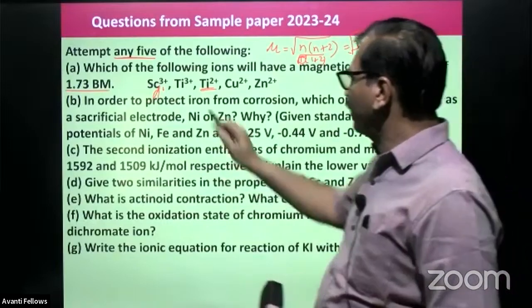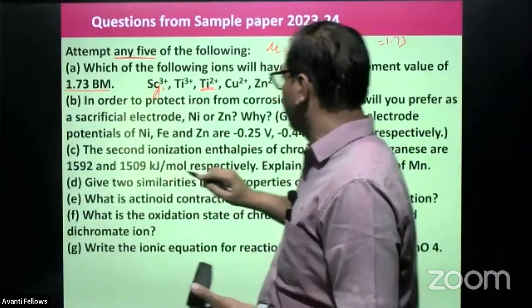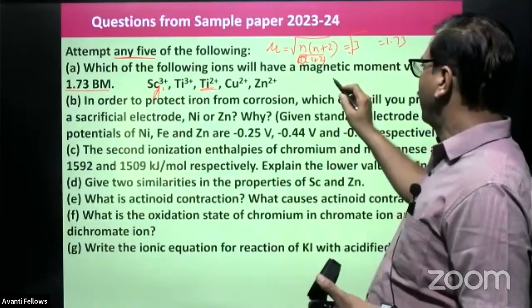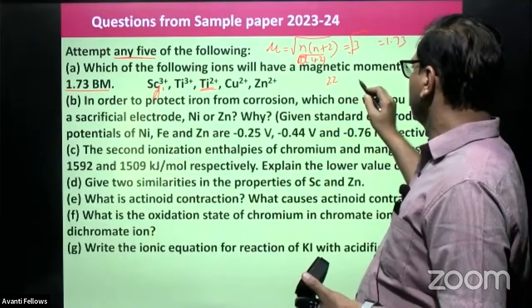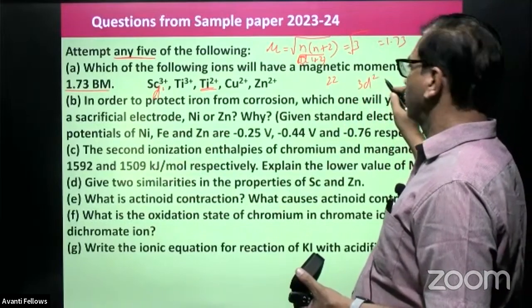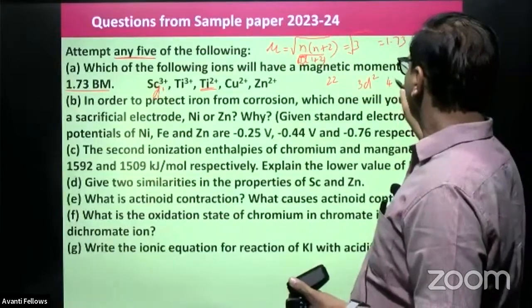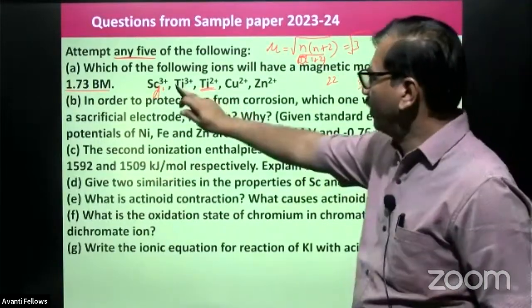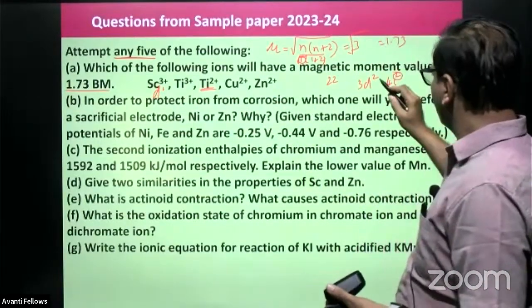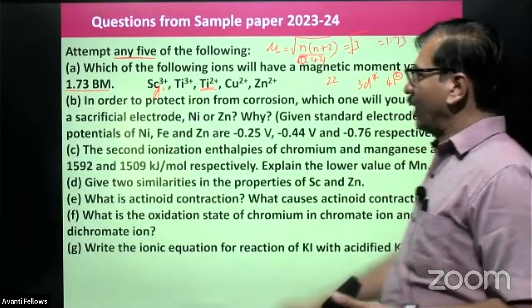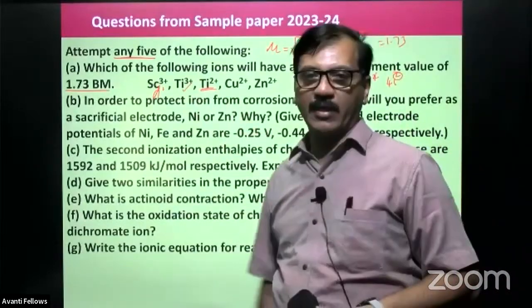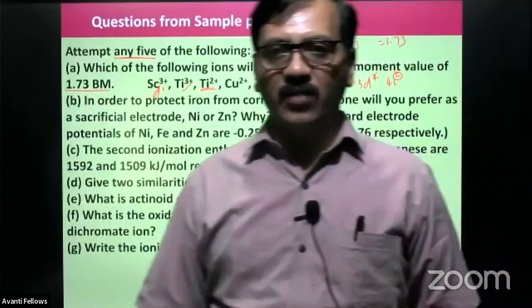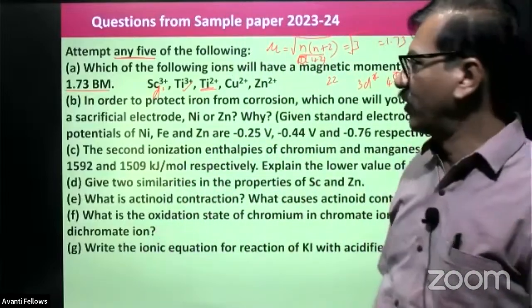Titanium 3+, I think, has 1 electron. Yes, titanium has 22 electrons, with the configuration 3d2 4s2. Whenever titanium 3+ forms, it has to lose 2 plus 1 electrons. So titanium 3+ is the one which has a mu value of 1.73.